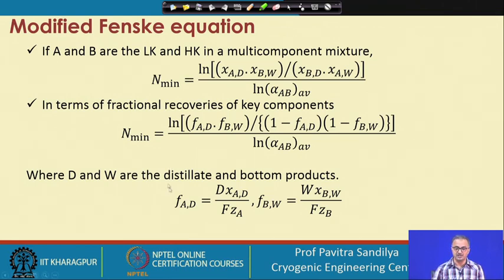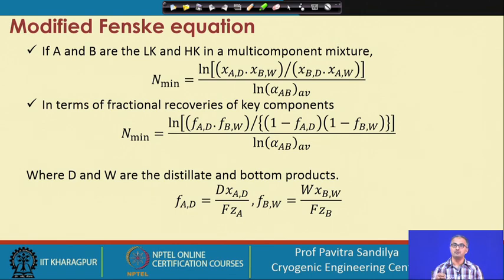So this fractional recovery has been defined like this: this is the amount of the light key that is going along with the feed, and out of this, how much has been taken out from the distillate. This is the amount of the heavy key component which has entered with the feed, and how much has been taken out from the bottoms, because even though they are light key and heavy key, they are supposed to go predominantly in the distillate and the bottoms respectively.